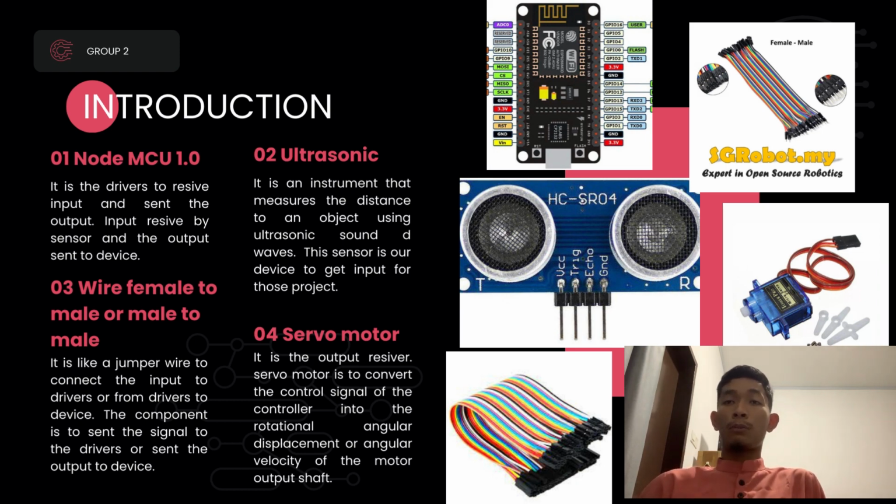Lastly, we use a servo motor. It is the output receiver. A servo motor converts the control signal of the controller into the rotational angular displacement or angular velocity of the motor output shaft. That's all for me.